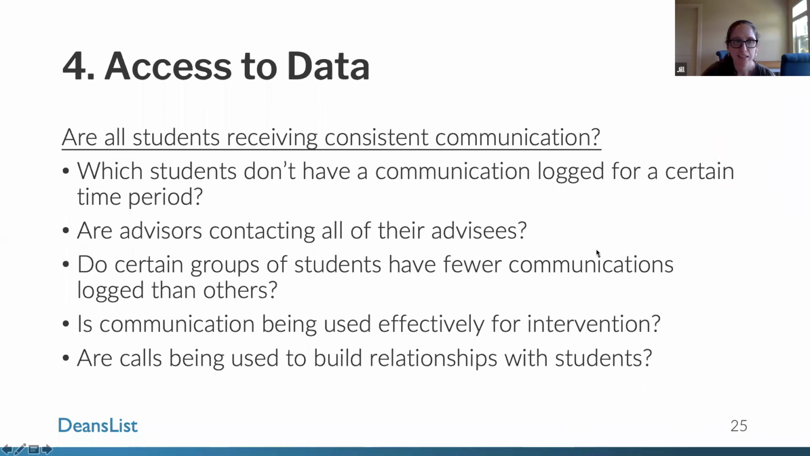So what we're going to do next, in the next slides, is connect some of our communication questions that you see here to certain data views and talk through which of the access to data questions are relevant in each. I'm going to be using screenshots from some of the reports that can be found in DeansList, but these questions are applicable for any sort of reporting that you're using, whether it's Excel or another system.